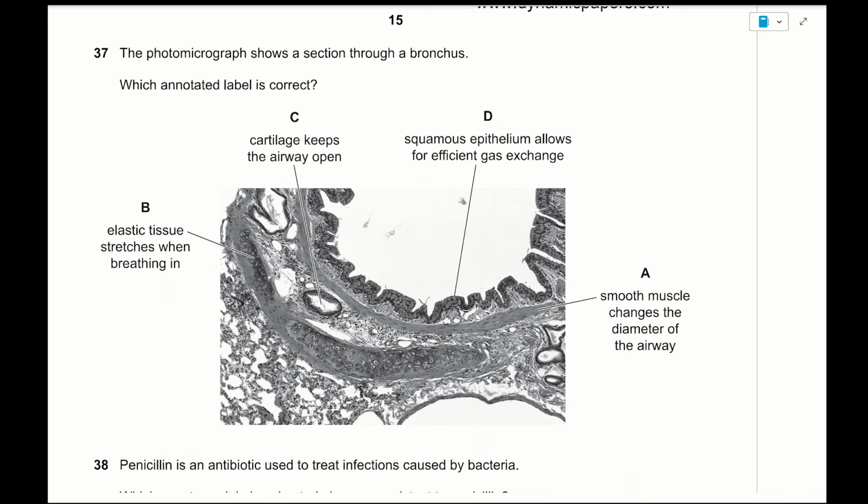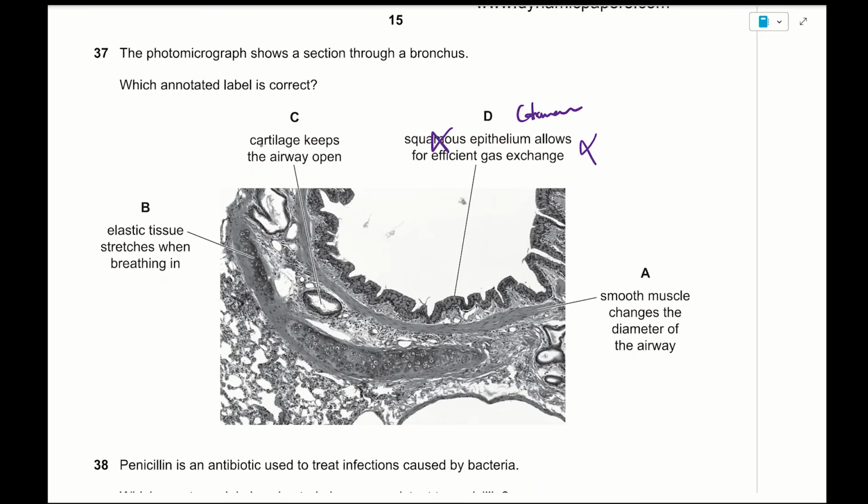Question number 37. The photomicrograph shows a section through a bronchus. Which annotated label is correct? Now, let's start with correctly labeling the photo. First of all, D. Squamous epithelium allows for efficient gas exchange. Squamous is incorrect. These cells are called pseudostratified columnar ciliated epithelium. They are columnar, not squamous. Therefore, this label is incorrect.